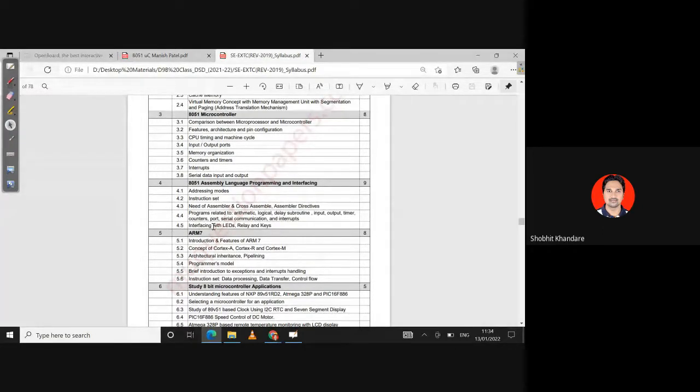4.5 is interfacing with LEDs, relays and keys। एक्चुअली हम देखेंगे कि 8051 को एलईडी को इंटरफेस कैसे किया जाता है, रिले को इंटरफेस कैसे किया जाता है, और डिफरेंट कीज को इंटरफेस कैसे किया जाता है। ओके, सो once you understand the programming, you will be able to understand how do you write down the program while interfacing your LED, relay and key.